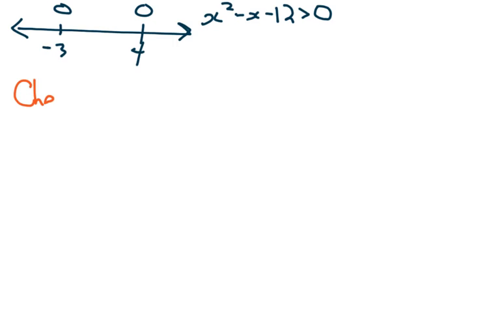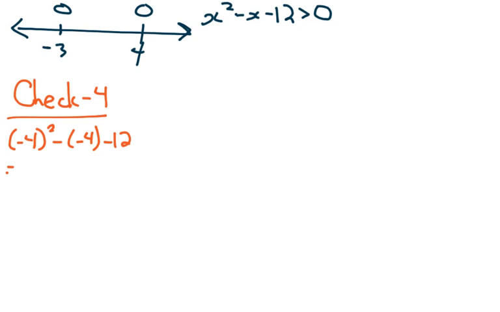So picking a number on the left of -3, I'm going to pick -4. So we have -4 squared minus -4 minus 12, which would work out to 16 plus 4 minus 12, which works out to 8. So in this left region, any number that we picked there would work out to a positive.